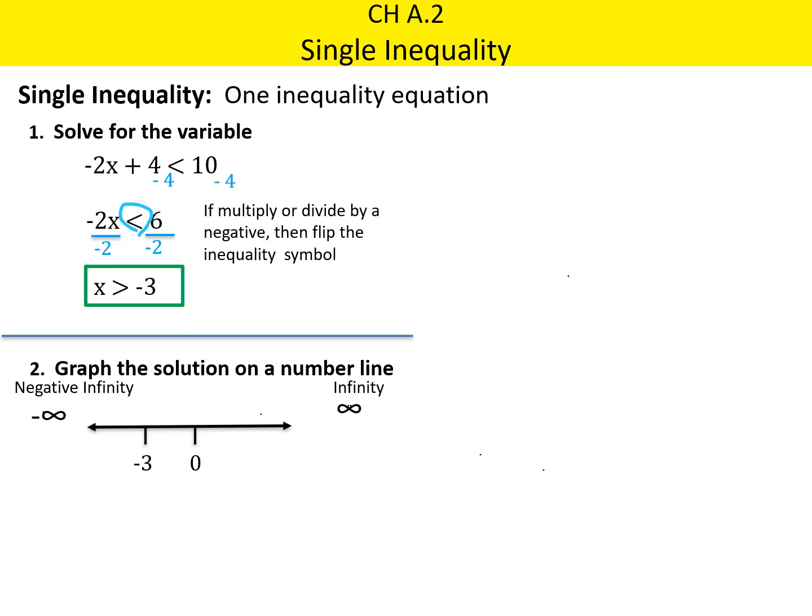Now go ahead and shade the area where x is greater than negative 3. Now I have a blue arrow there. You can go ahead with your pencil and shade it any way you like, x being greater than negative 3.